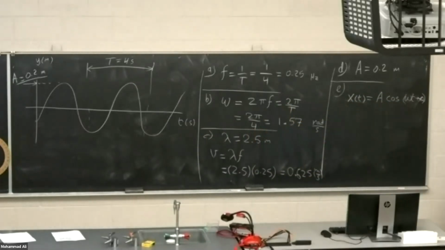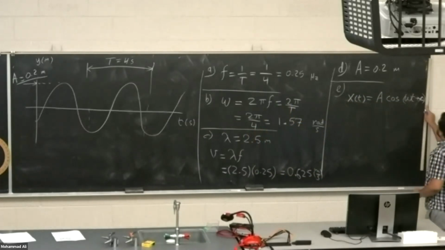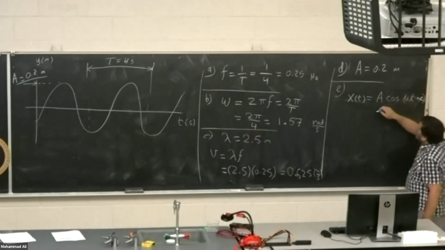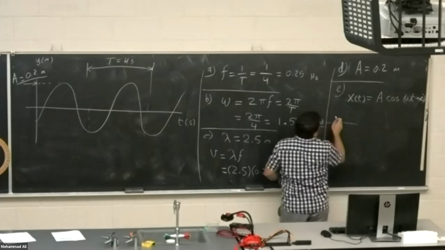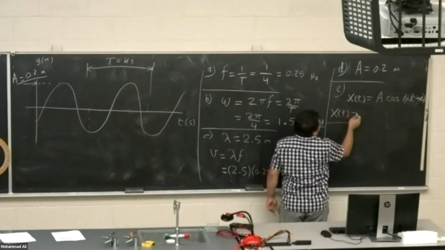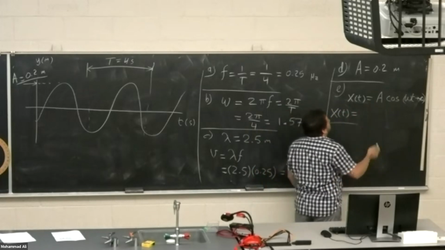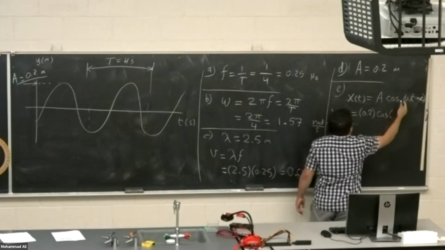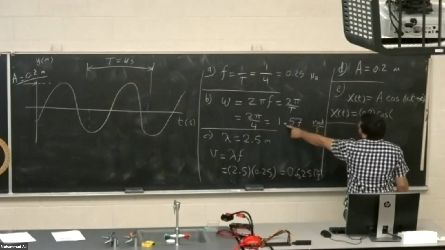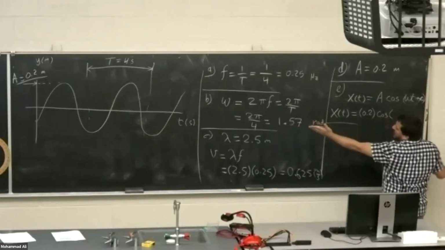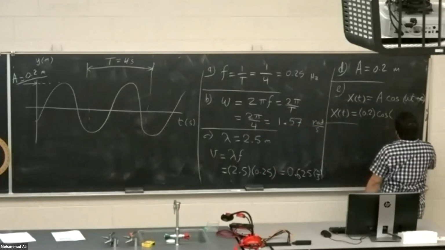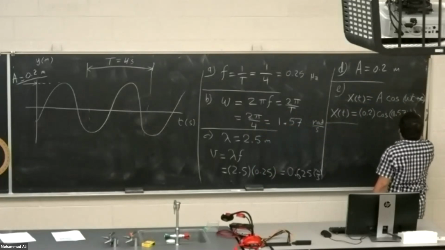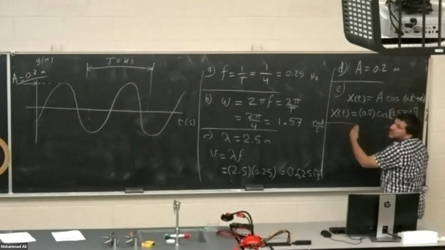Okay. Now, what is x? X of t is equal to the amplitude. We know the amplitude, it is 0.2, times cosine. What is omega? We found omega. It is 2 pi over 4. You can write it like this, or you can put this magnitude: it is 1.57 multiplied by t. That's it. This is the x relation.